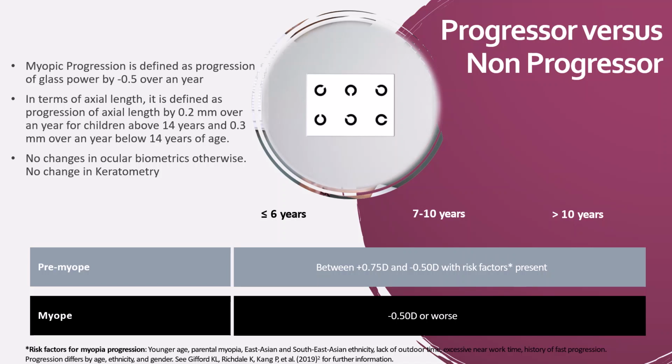So in terms of power, it is minus 0.5 over a year. In terms of axial length, 0.2 millimeter over a year for children above 14 years, and 0.3 millimeter over a year for children below 14 years of age. And so that is how they define myopia axial length progression. 0.2 is the cutoff at this point of time. This is from some of the articles, but it is the 0.2 millimeter which is the cutoff currently. No changes in ocular biometrics, otherwise no change in keratometry. The key obviously is progression.